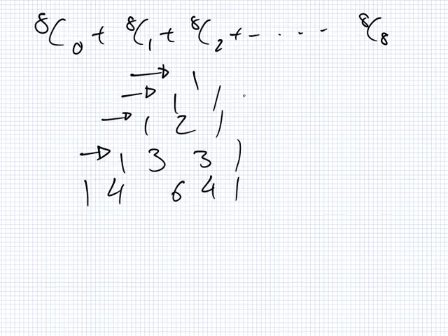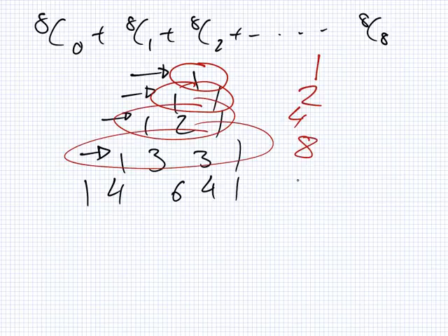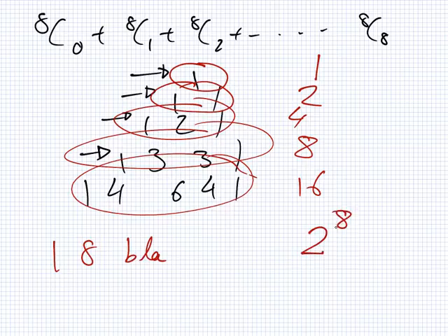By the way, if I add this together, what do I get? 1. If I add these together, what do I get? 2. These? 4. So on the 8th row, the total will be 2 to the power 8. 2, 4, 8, 16, 32, 64, 256.